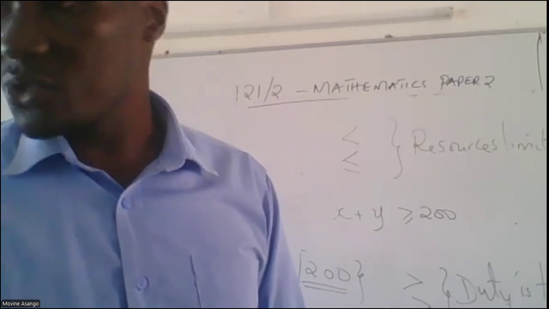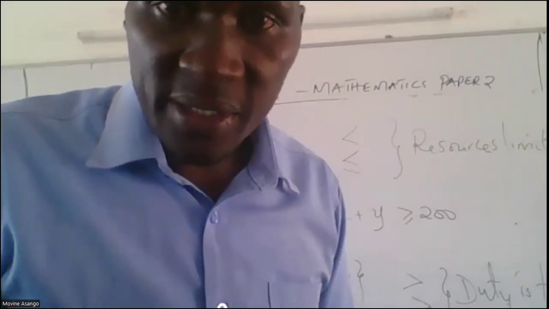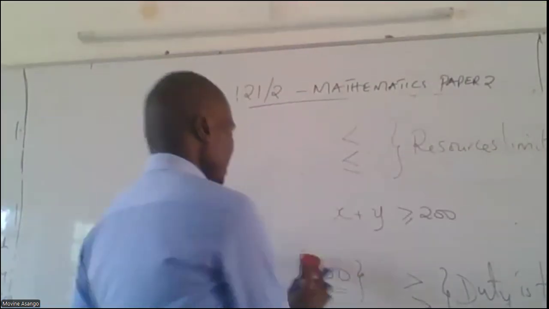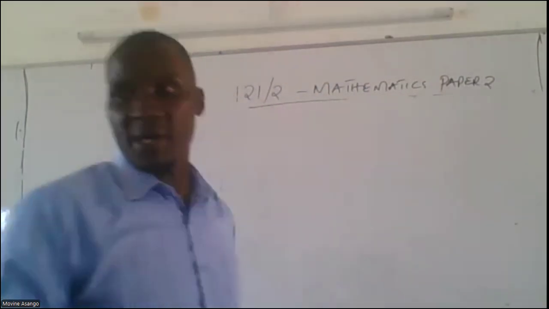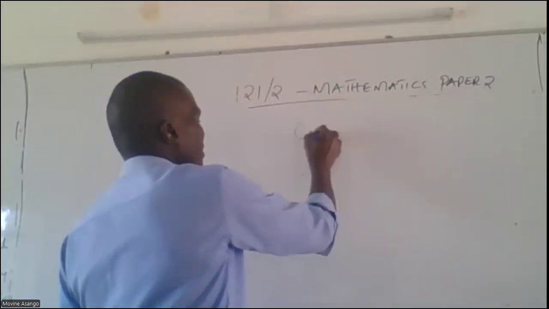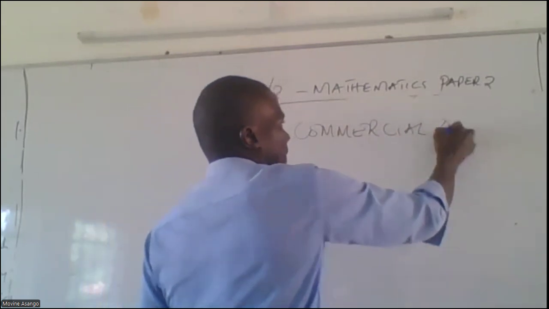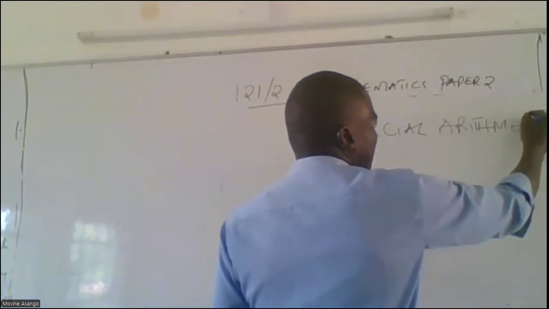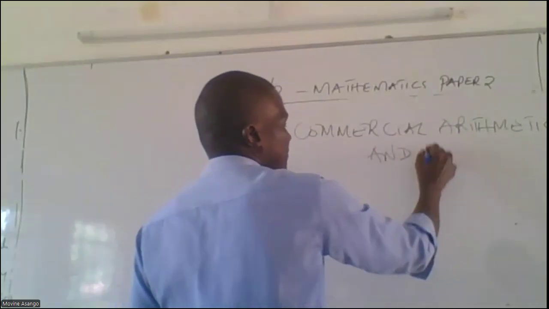The next area, we say we have 6 areas. The next area which I want to brush through very quickly is commercial arithmetic. Commercial arithmetic and related areas. That is the other area that I want to mention.